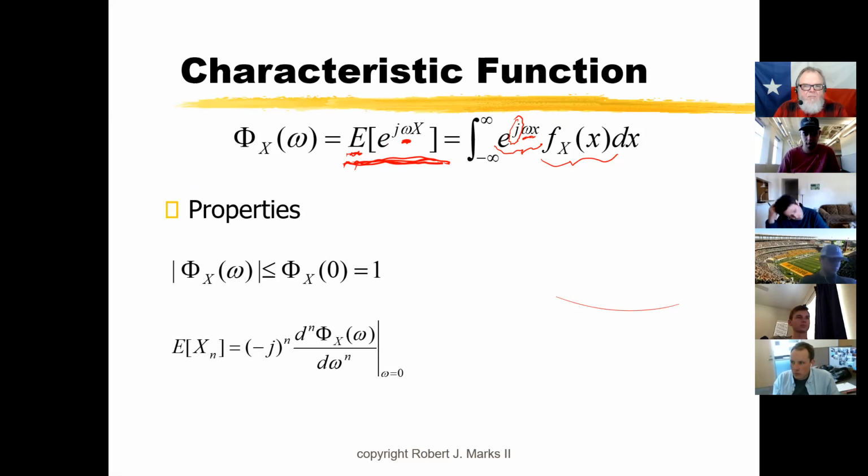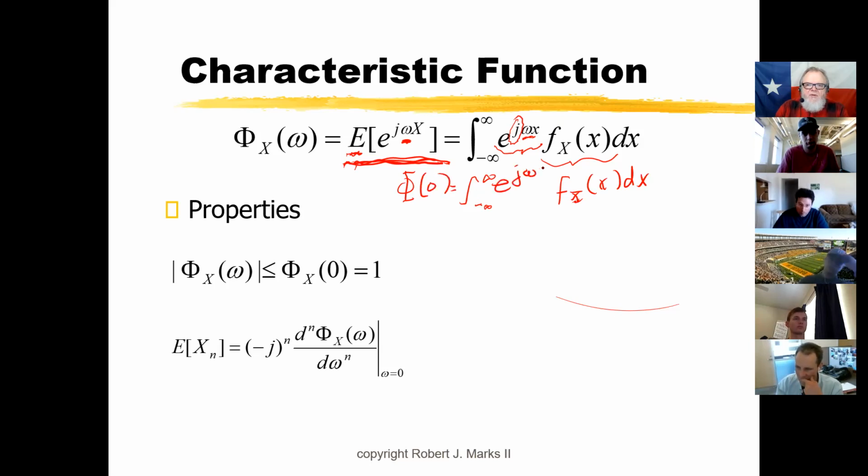First of all, a property of the Fourier transform, of the characteristic function, is that the value at the origin is equal to 1, because if you take this and you set omega equal to 0, you get e to the j 0, which of course is 1. And what you end up with is the area under the density function, which is 1, right?